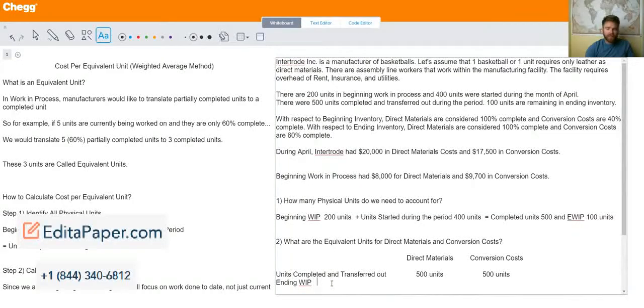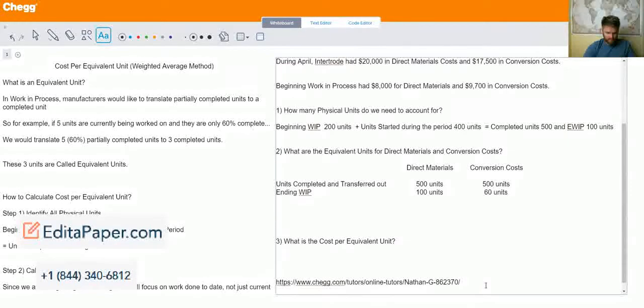Now, ending work in process is a little bit different. So for ending work in process, looks like there's 100 units total. That's total units. Now for equivalent units, it's a little different. So it says that direct materials are considered 100% complete. So we know that it will be 100 units because 100% times 100 is 100. However, for conversion, a little bit different. It says there's only 60% complete there. So 100 times 60% is 60 units. So total units here, 600 for materials and 560 for conversion.